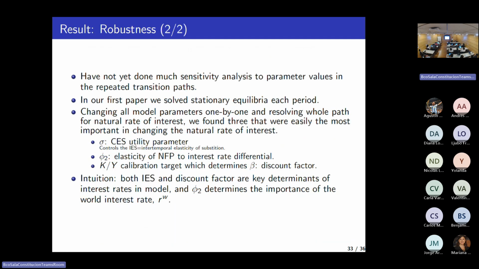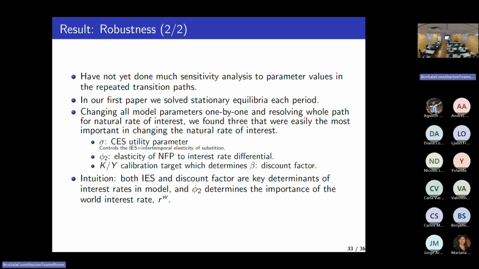Okay. How do the parameters matter? We haven't done sensitivity analysis yet in the version where we solved the repeated transition paths. What we have done, though, is in the earlier version of the paper, we were just solving the final stationary equilibrium each time and ignoring the transition. And in that, we changed every parameter, increasing and decreasing them all one by one. Well, no, we just solved initial and final, but there were 3 parameters that mattered, as mentioned before.